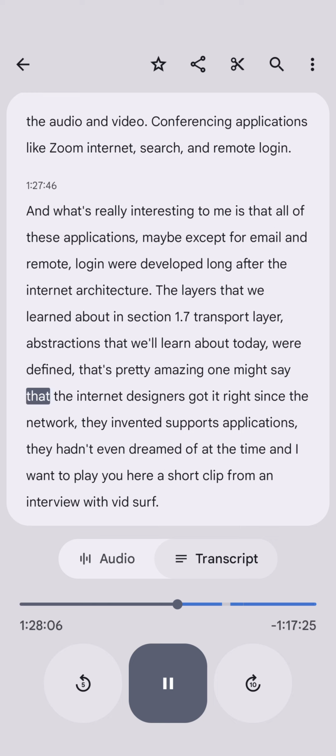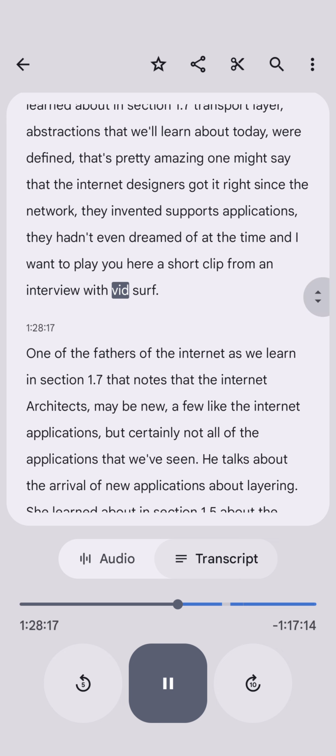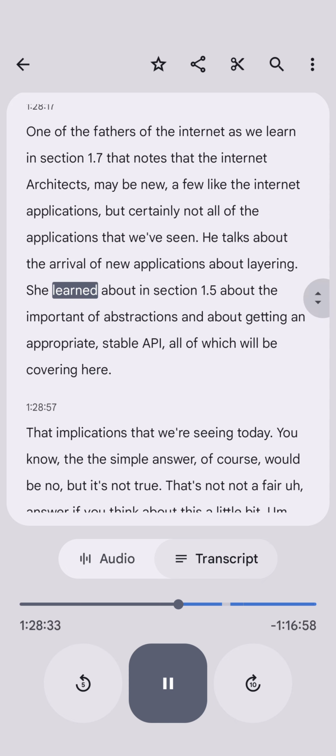That's pretty amazing. One might say that the internet designers got it right, since the network they invented supports applications they hadn't even dreamed of at the time. And I want to play you here a short clip from an interview with Vint Cerf, one of the fathers of the internet, as we learn in section 1.7, that notes that the internet architects maybe knew a few likely internet applications, but certainly not all of the applications that we've seen. He talks about the arrival of new applications, about layering, which we learned about in section 1.5, about the importance of abstractions, and about getting an appropriate, stable API, all of which we'll be covering here. So I think you'll enjoy this interview.